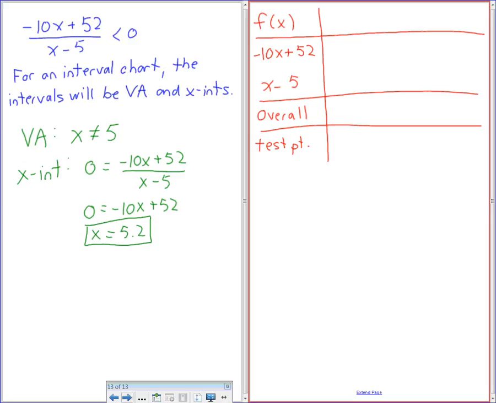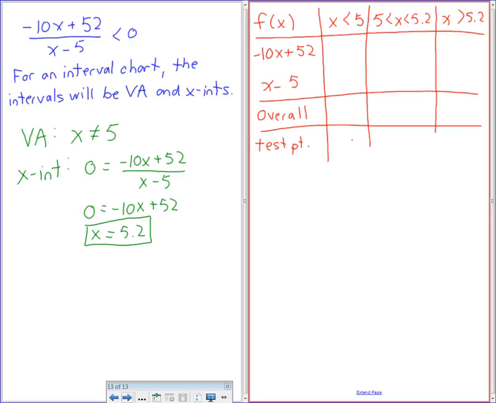Okay, so what are my intervals going to be? What's my first interval? X less than 5. Second interval is going to be what, please? 5 is less than x is less than 5.2. And then x is greater than 5.2.